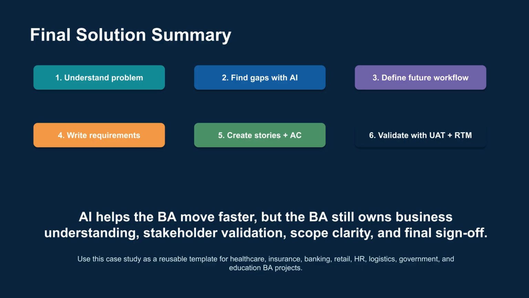This case study shows how a BA can move from messy stakeholder notes to a complete solution. The process starts with understanding the problem, identifying gaps, defining the future workflow, writing requirements, creating user stories, building testable acceptance criteria, and validating everything through UAT. AI helps speed up the work, but the business analyst remains the owner of business logic, stakeholder communication, and final validation. That is the real value of combining business analysis with AI.